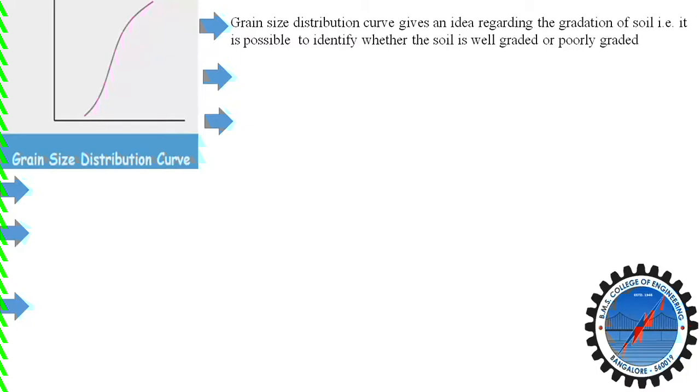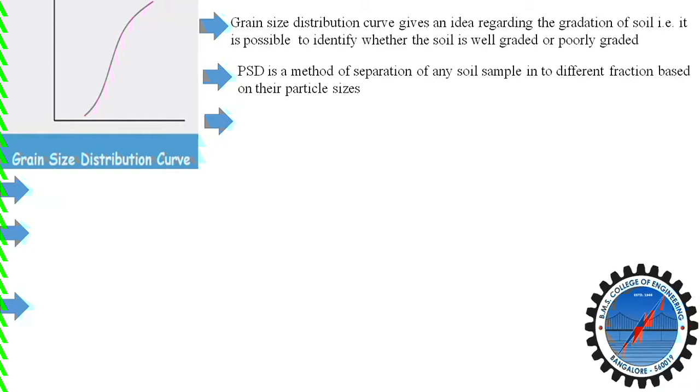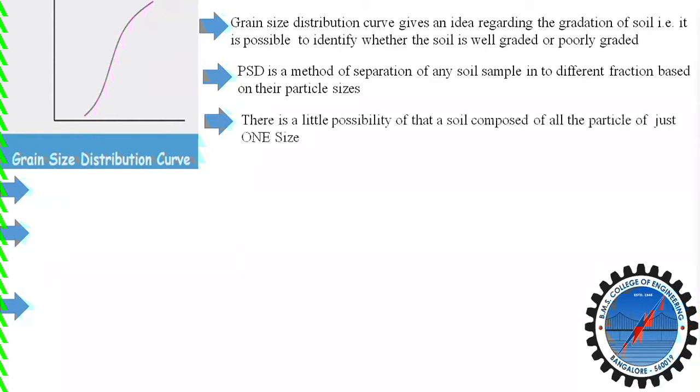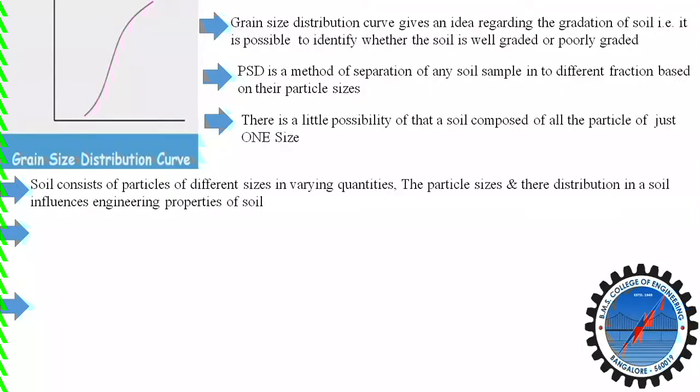Particle size distribution is a method of separation of any soil sample into different fractions based on their particle sizes. There is little possibility of a soil composed of all particles of just one size. Soil consists of particles of different sizes in varying quantity. The particle sizes and their distribution in a soil influence the engineering properties of soil.